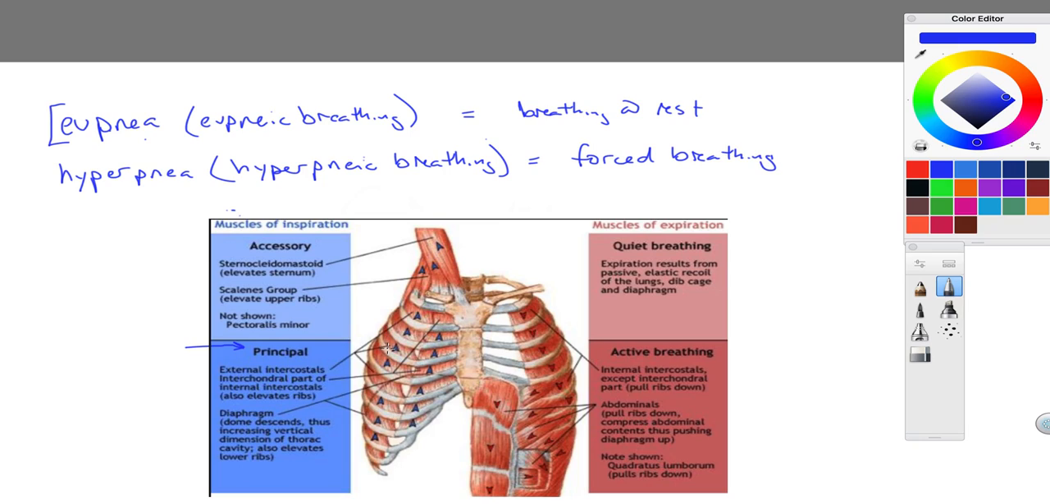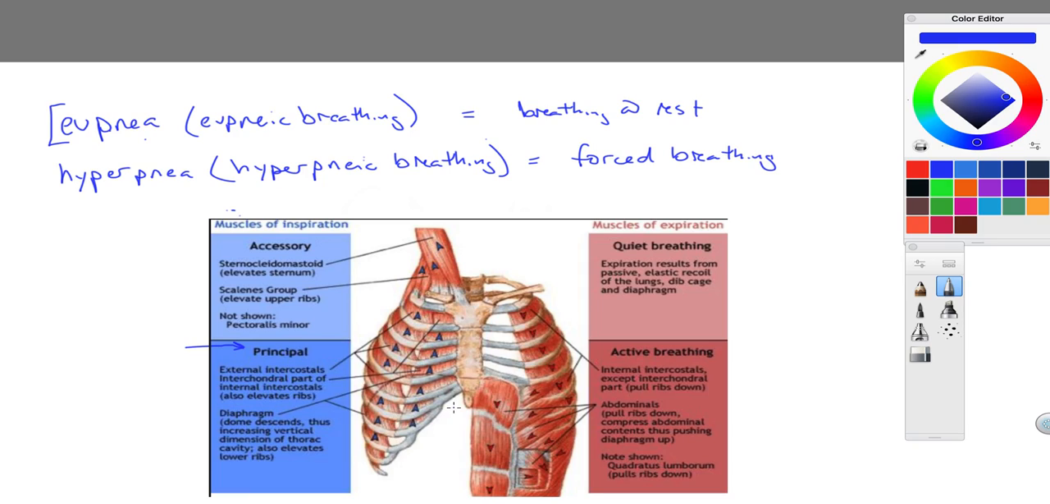They tend to pull the ribs upward. And then the other one is the diaphragm, right? Which you can't really see well here, but it's that dome of muscle kind of right at the bottom of the rib cage, right? We saw it in the previous diagram. And so when the diaphragm contracts, it pulls downward, increasing the thoracic and lung volumes, right? Increasing volumes, decreasing pressures, inspiration.